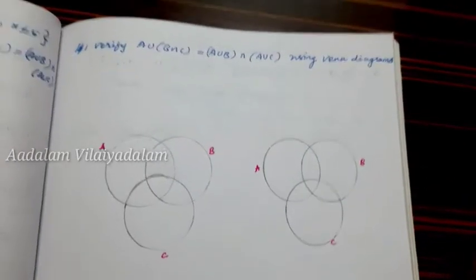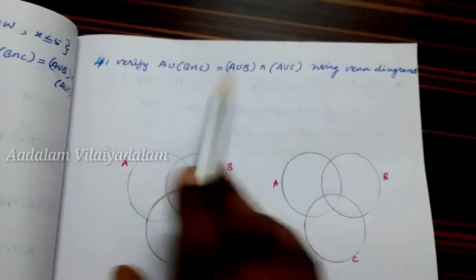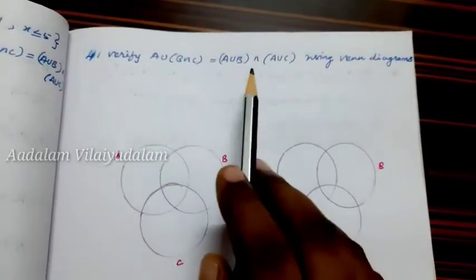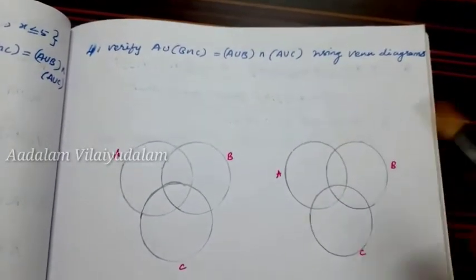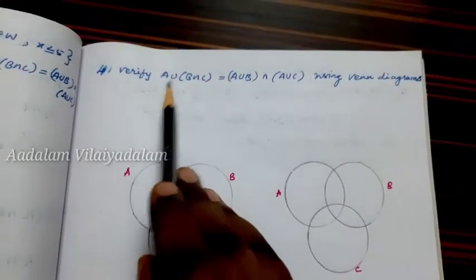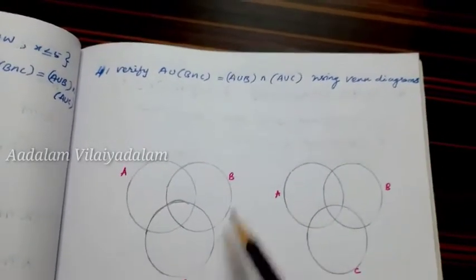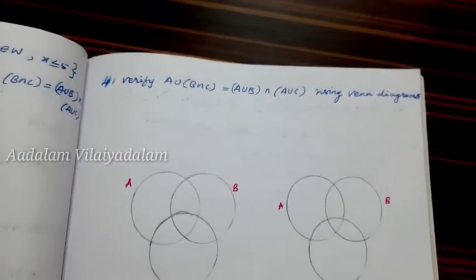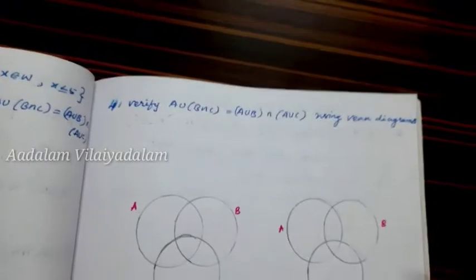Now the fourth question is verify A union B intersection C equal to A union B intersection A union C using Venn diagram. Okay, here they have mentioned three sets, that is A, B, C. So we have taken sets A, B, C together. Okay, so let's begin.